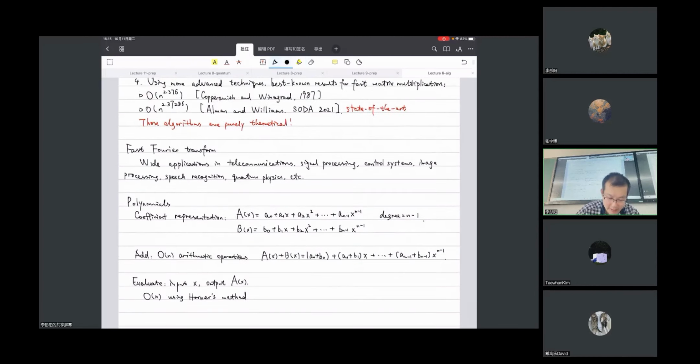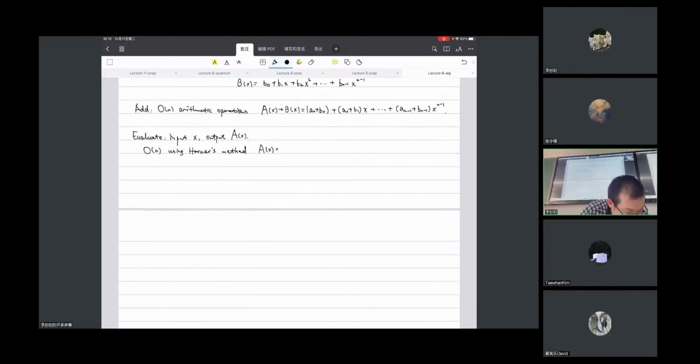In general, it is not very hard to verify that A of x equals a0 plus x times (a1 plus x times (a2 plus ... and finally x times (a n minus 2 plus x times a n minus 1))). There are a lot of brackets here. In practice, you first compute a n minus 1 times x plus a n minus 2, then times x plus the next a, and so on. You can clearly see that this still gives you linear cost. Any questions?